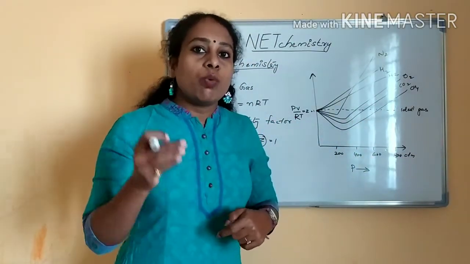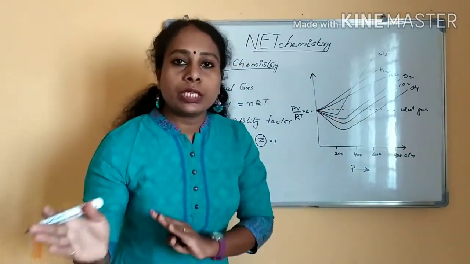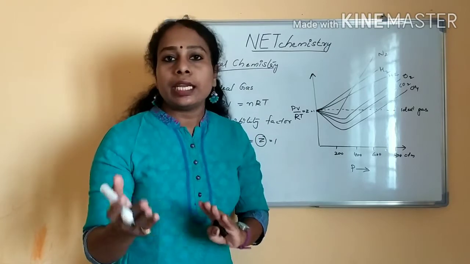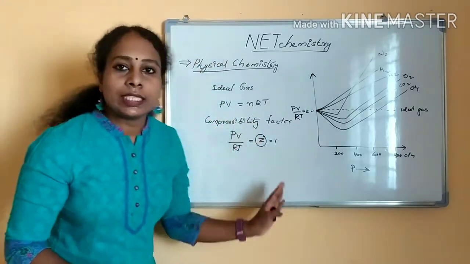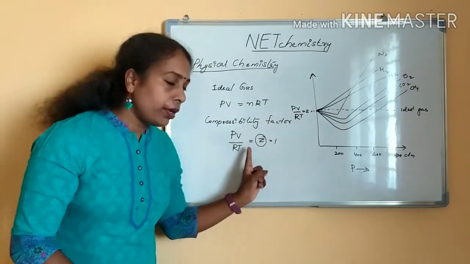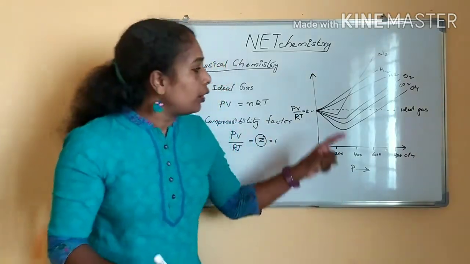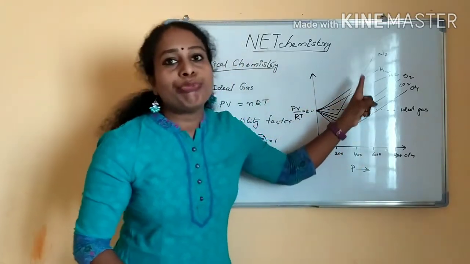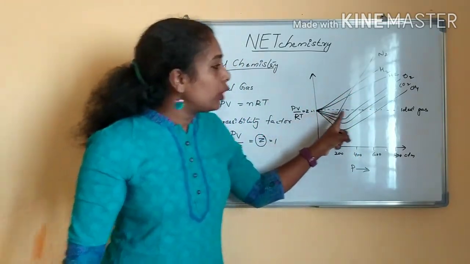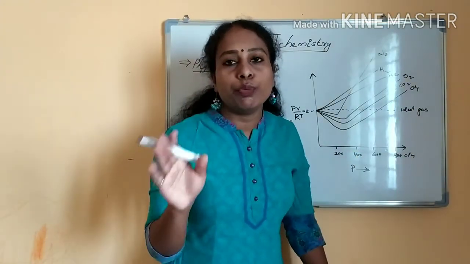So we will see what these correction factors are, and how the van der Waals equation explains real gas behavior. Clear? This much is clear for you. This is the ideal gas equation you know: PV/RT = Z, the compressibility factor. If you look at the isotherm of a real gas, real gases will not behave ideally always. You will not get Z equal to 1.